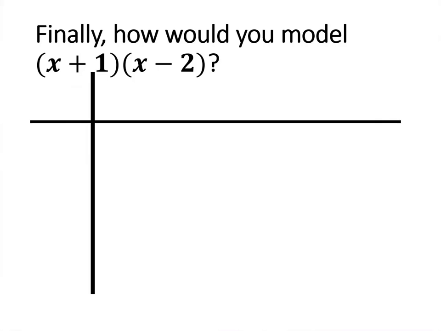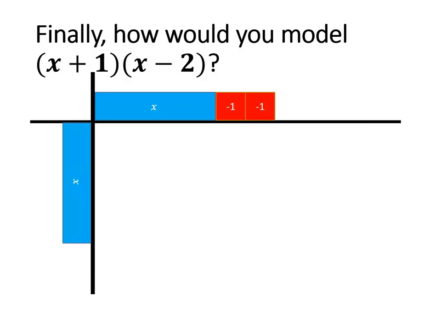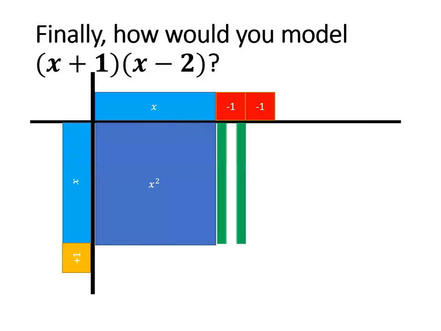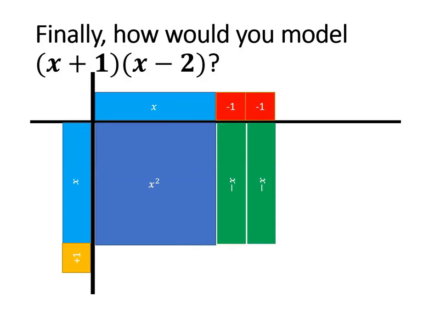We are modeling two binomials. Now, do you think it will be any different from what we were doing before? Let's take a look. Now, here we have an additional row to fill, and this means we have more terms to deal with. Now, notice that we have two negative x tiles and one x tile.